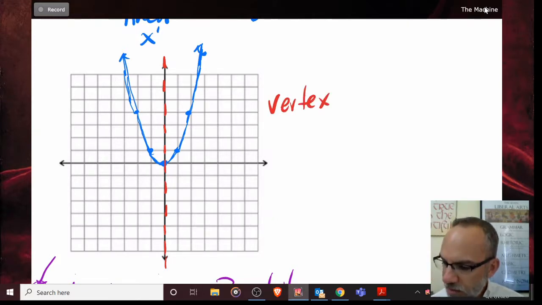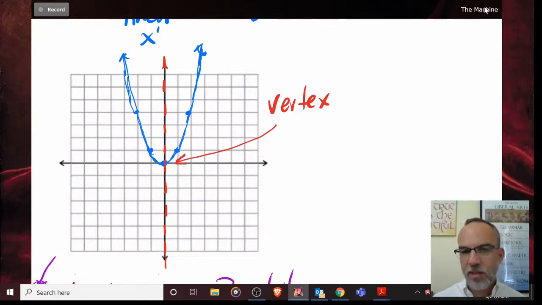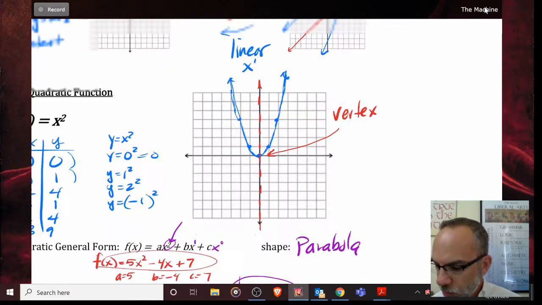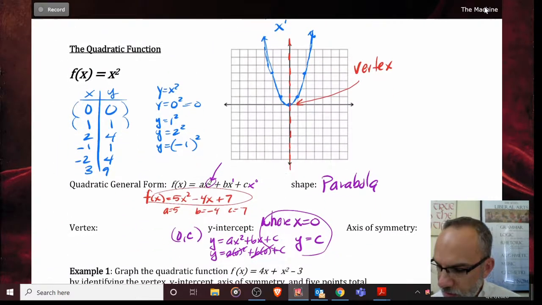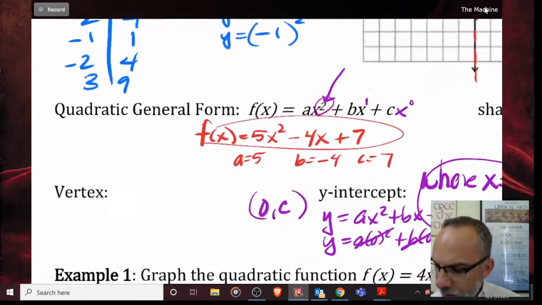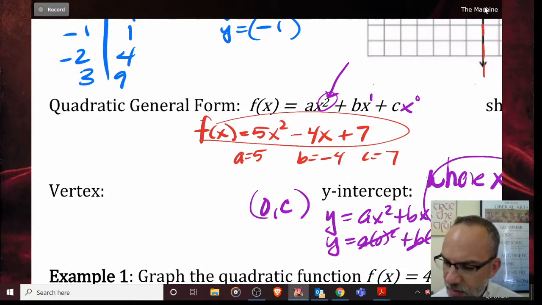Okay, the vertex is this turnaround location right down there. That's the vertex. The axis of symmetry always goes through the vertex. And so now let's get into it. The vertex as a point has got some special labels.